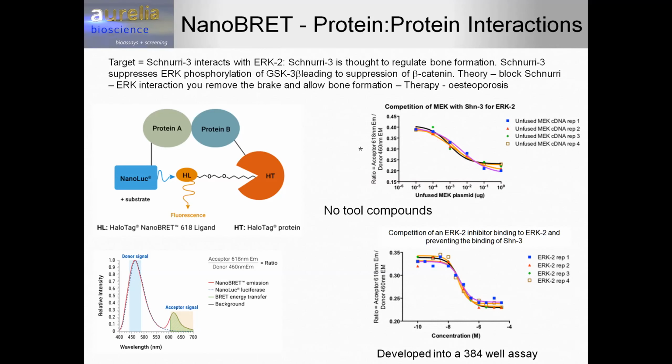NanoLuc is a luminescent enzyme that was identified by Promega and has been mutated in order to give it a high efficiency for manufacture of photons. So it's a bit like a new version of Firefly. The advantage though is that it's relatively small. NanoLuc itself is only 19 kilodaltons.